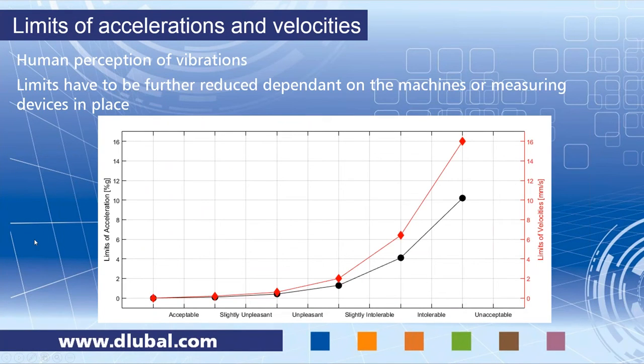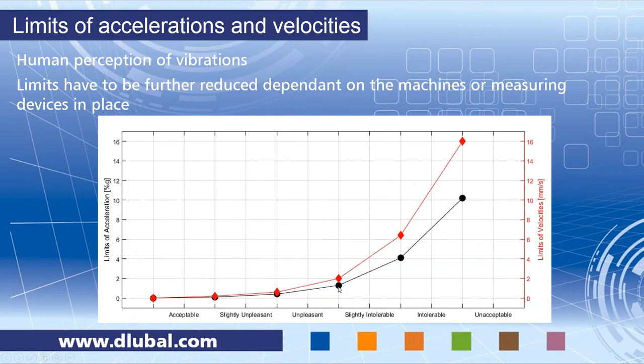When you look in the literature, you find some limits that are coming from us. So these are some human perceptions of vibrations. It could be that you have to reduce the limits even further, dependent on the machines or measuring devices that are in place. So machines or measuring devices are usually far more sensitive than we humans are. So we have limits of accelerations in black. So, and still okay is unpleasant. So this shouldn't be any more, at least when we look at the mean values.